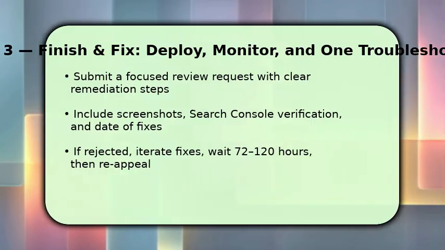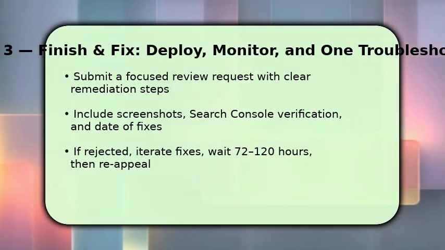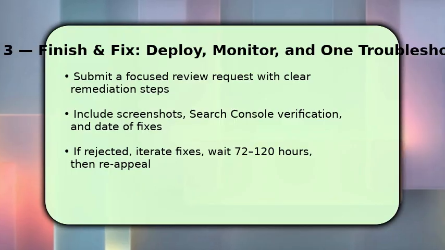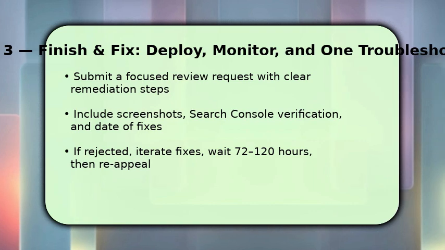Meanwhile, monitor email and account notifications. If the appeal is denied, read the rejection reason, make targeted changes, and re-appeal. Often a single overlooked item causes repeat denials.